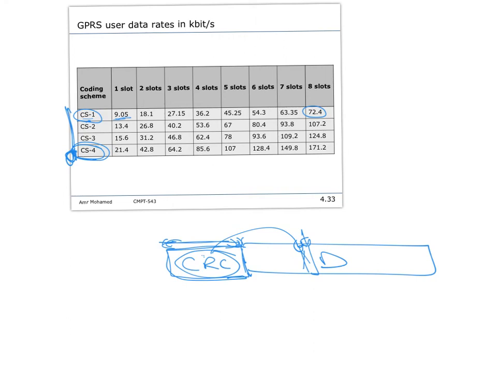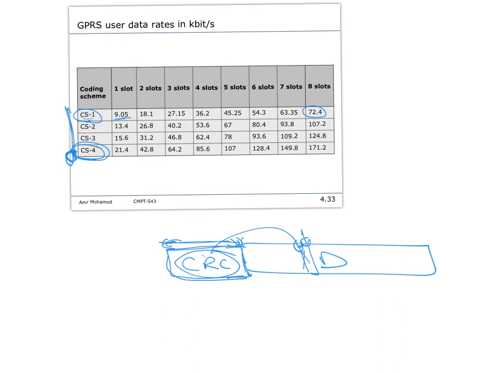There's error detection in CS4? Yes, error detection has to be there. But there's no error correction. We don't have error correction in CS4. Yes, but we have a checksum. Checksum is different. It's not part of the coding scheme. Checksum gets sent as part of the header with the data for error detection, not correction.